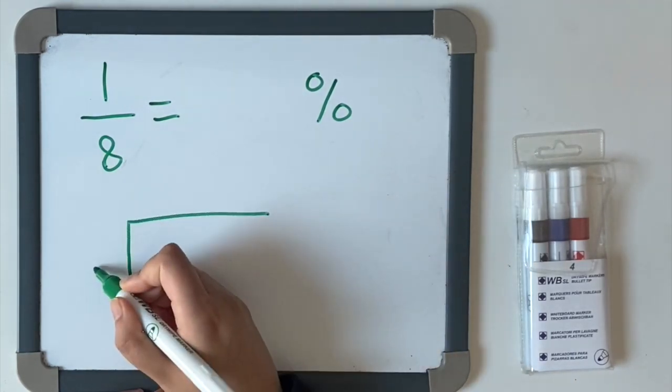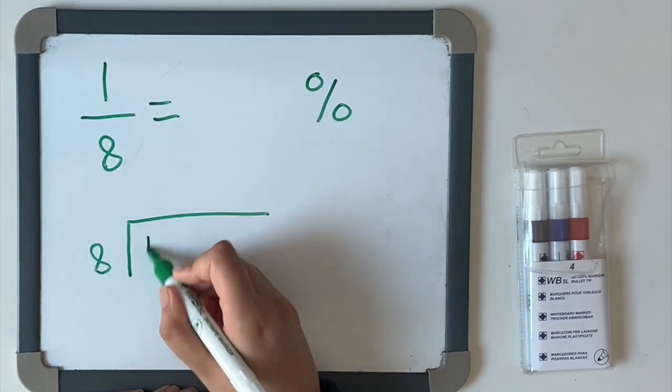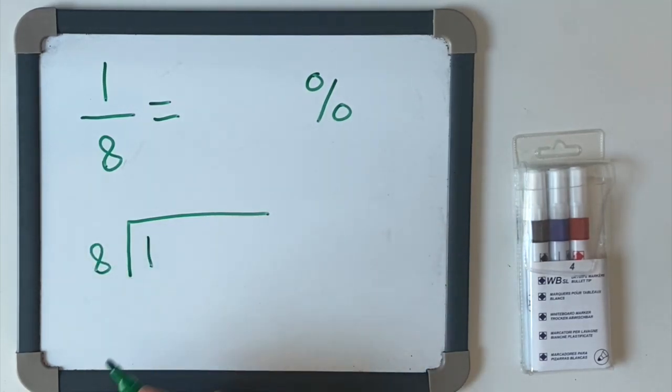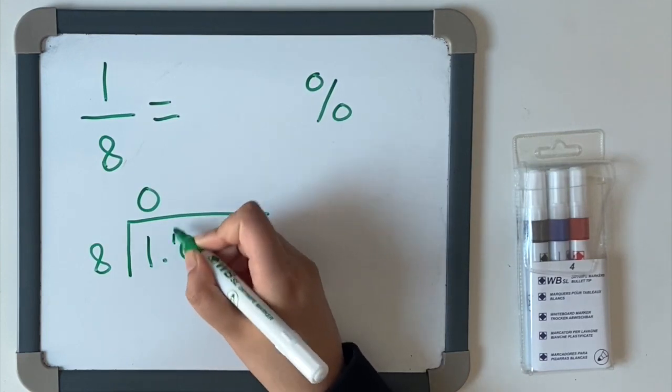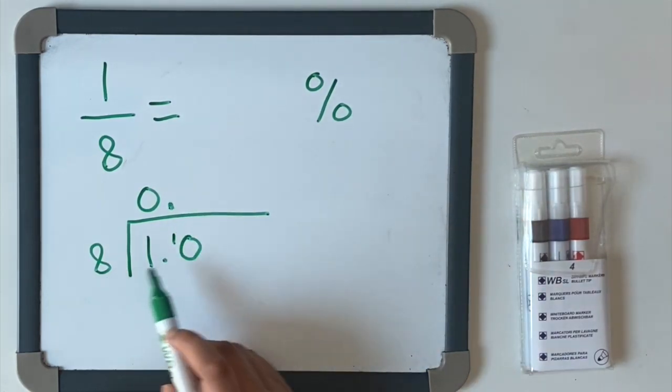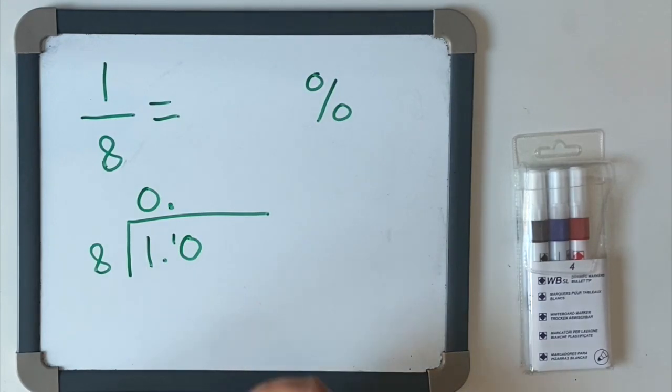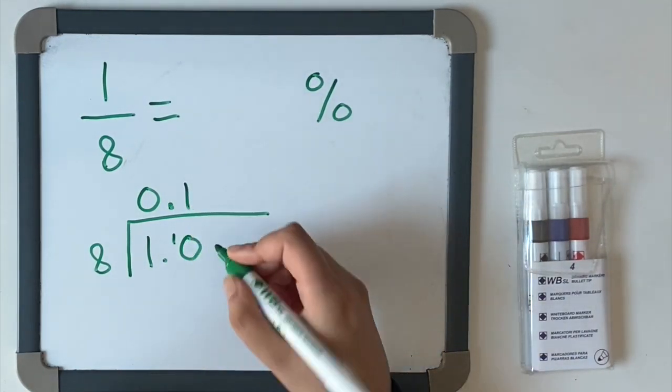So I'm going to use the short division method. How many 8s go into 1? Well, we know it's 0, and we carry the 1 forward. How many 8s go into 10? 8 goes into it once. What's left over? 9, 10. So there's 2 left over.